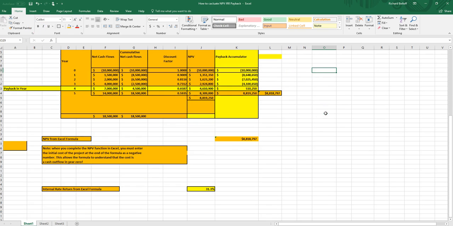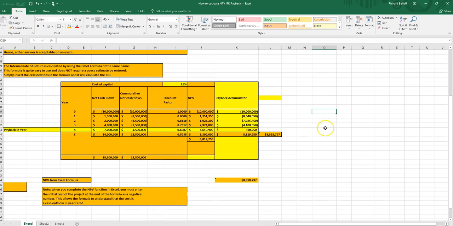So that's how you calculate net present value of a project using both the discount factors in the table over here and the net present value function in Excel.